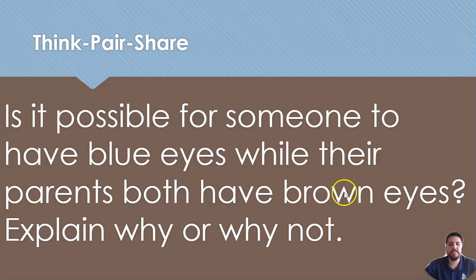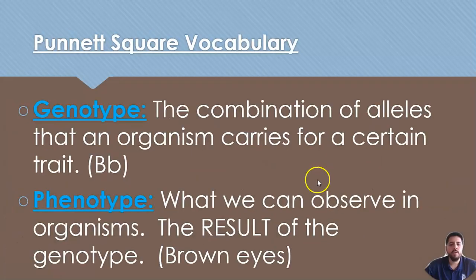Because even though both their parents have brown eyes, they might both be carrying the blue eye gene. But because brown eye is dominant, we wouldn't know if they're carrying that blue eye gene just by looking at them. So both parents could pass on the blue eye gene even though they don't express it. And if both of them do, then the child can have blue eyes.